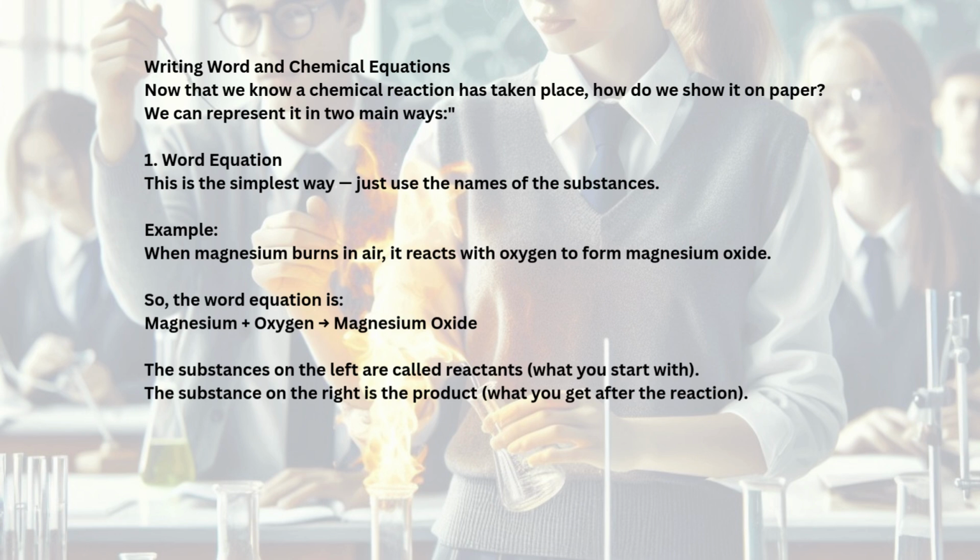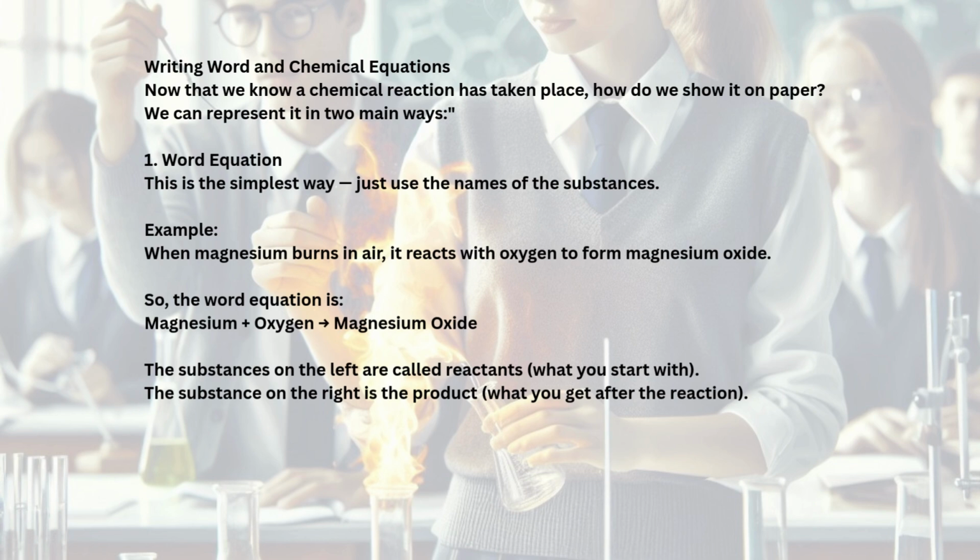Example: when magnesium burns in air, it reacts with oxygen to form magnesium oxide. So, the word equation is magnesium plus oxygen gives magnesium oxide. The substances on the left are called reactants, what you start with. The substance on the right is the product, what you get after the reaction.